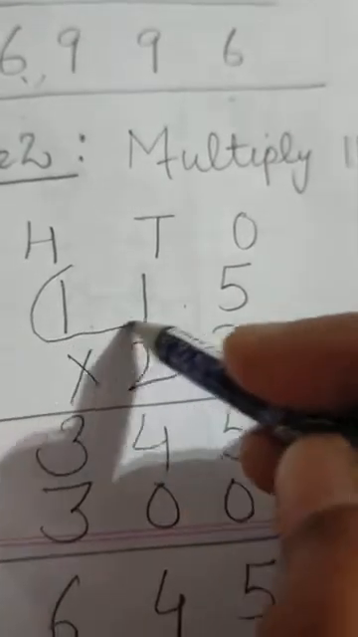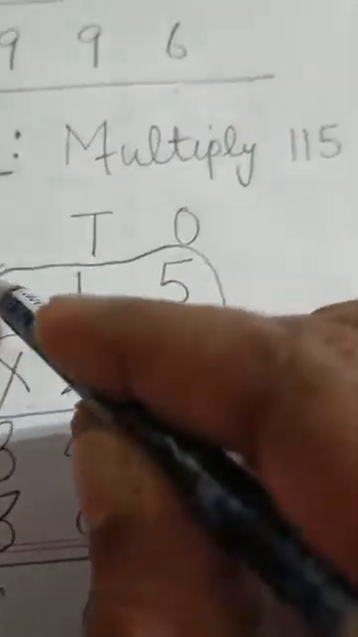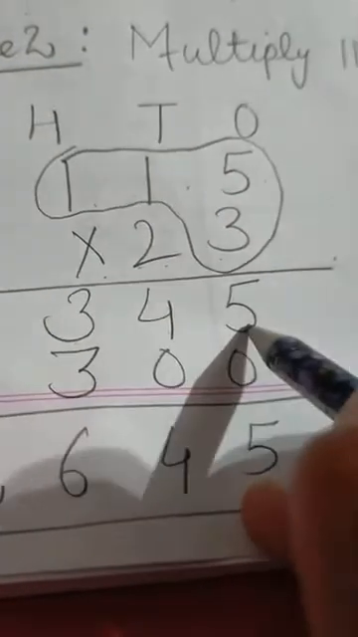Here we will firstly multiply 115 by 3. When you multiply it by 3, what will you get? 3 5s are 15. 1 will be carried. 3 1s are 3. Plus 1, that will be 4, and 3 ones are 3, that is 345. So we will write here 345.